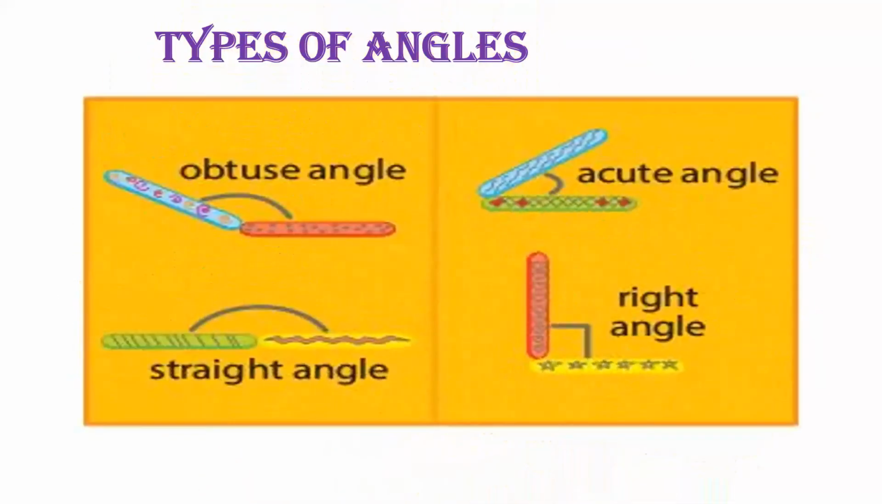Have a look at all these types of angles at a glance. Obtuse angle, which is more than a right angle. The measure is between 90 degrees and 180 degrees. Then comes acute angle, which is less than a right angle. It measures between 0 degrees and 90 degrees. Right angle, an angle which measures 90 degrees exactly, that is known as right angle. Then straight angle, an angle which measures 180 degrees is called straight angle.